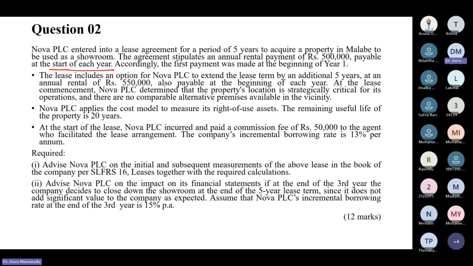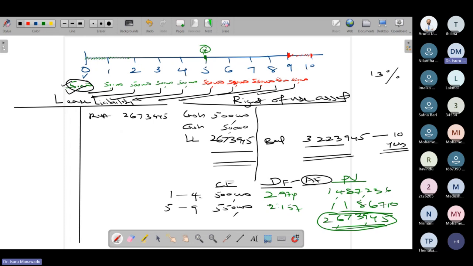Right? Now, in the first part, what you need to do is advise. That is a higher order action verb. In this case, 12 marks are allocated for this particular question. The action verb is advise. Now, we have calculated the answer for the first part by considering the entire cash flow. Now we have done the things.